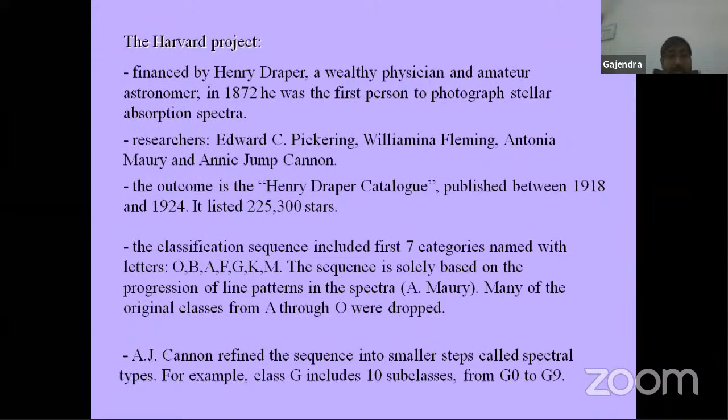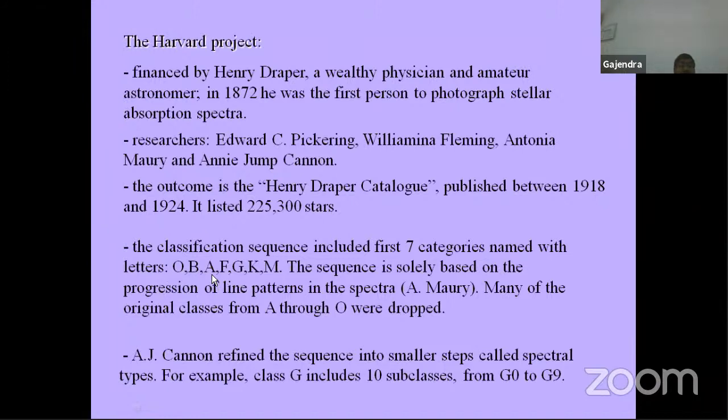This was a Harvard project, and Henry Draper, a wealthy man, financed it. Their aim was to classify the stars based on the strengths of these bright bands appearing in the star spectra. They did it for almost 2 lakh stars, and the classification sequence included 7 categories, namely O, B, A, F, G, K, M. So now it has changed.